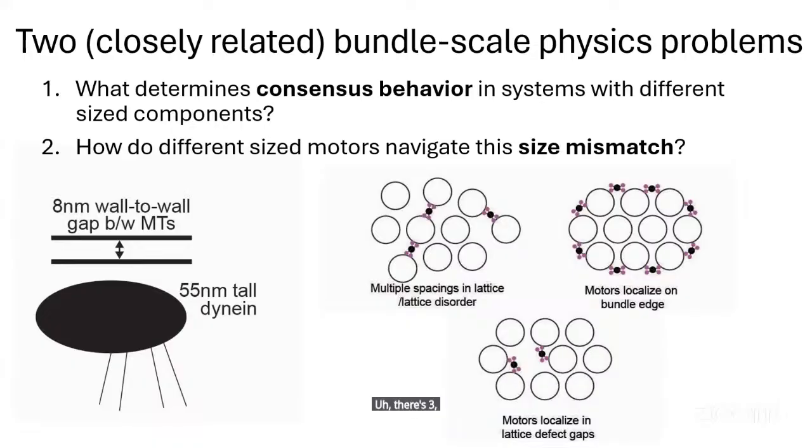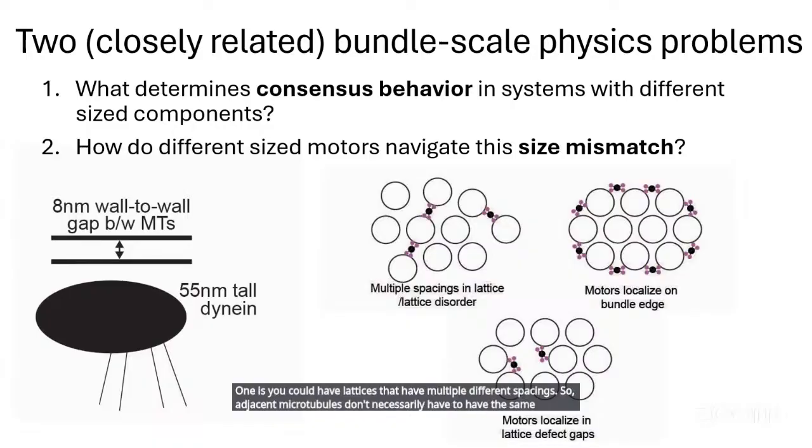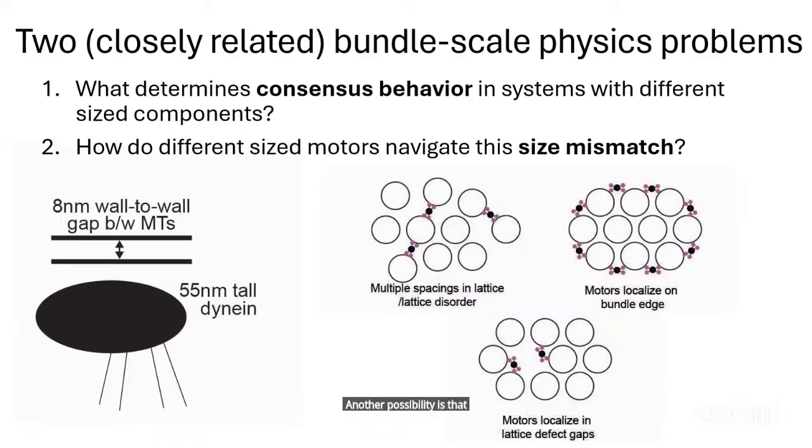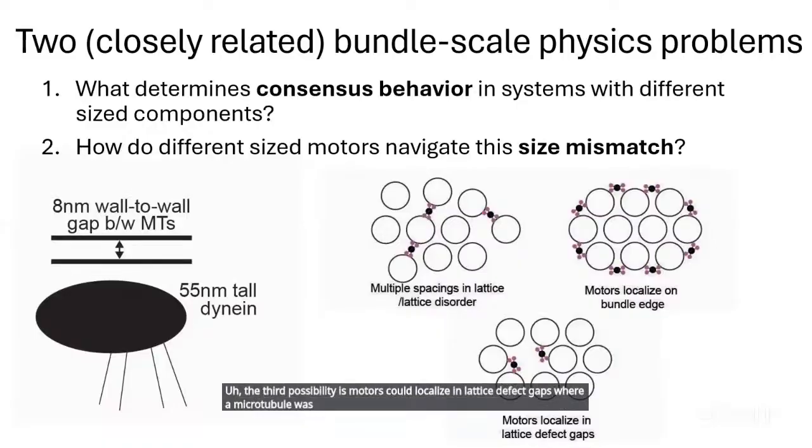There's 3, I think, formally possible ways this could happen. One is you could have lattices that have multiple different spacings. So adjacent microtubules don't necessarily have to have the same spacing. We don't see that in the spindle, but it could certainly be happening in other cytoskeletal systems. Another possibility is that motors could localize on the edge of the bundles. And so this could resemble a coaxial cable, where the motors are on the edge and the microtubules are in the core. The third possibility is motors could localize in lattice defect gaps where a microtubule was missing, and they could have more room to maneuver in the second or third coordination shell of the lattice.